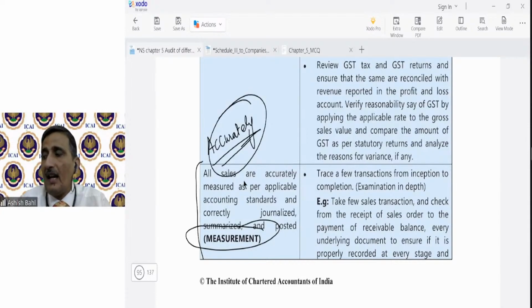Yes, Rituraj and Suman Goel, I have already answered your question. So what is the meaning of measurement? Measurement means that it has been put in the right account and at the right amount. So it covers both the things. It covers accuracy also and it covers classification also.